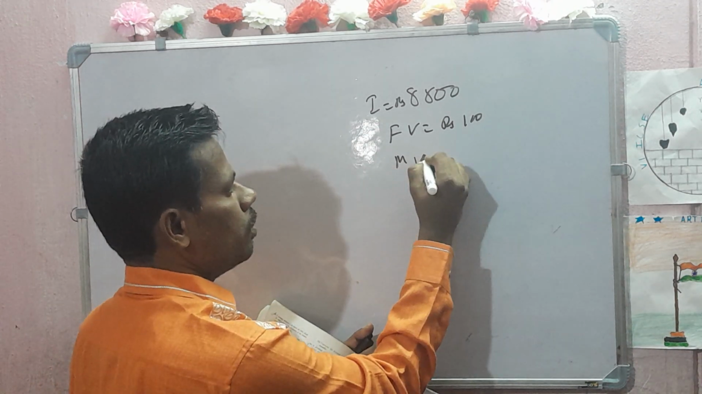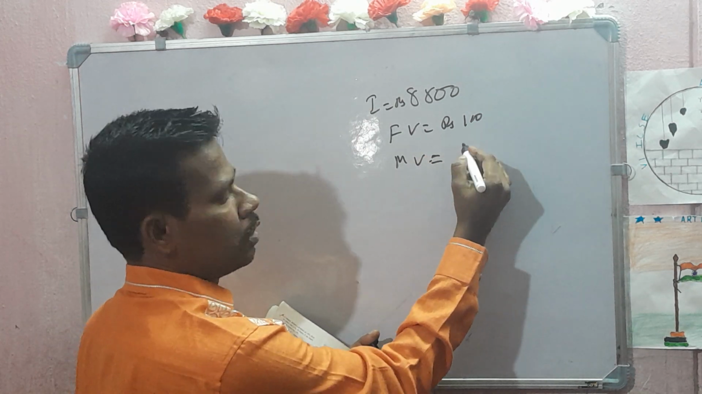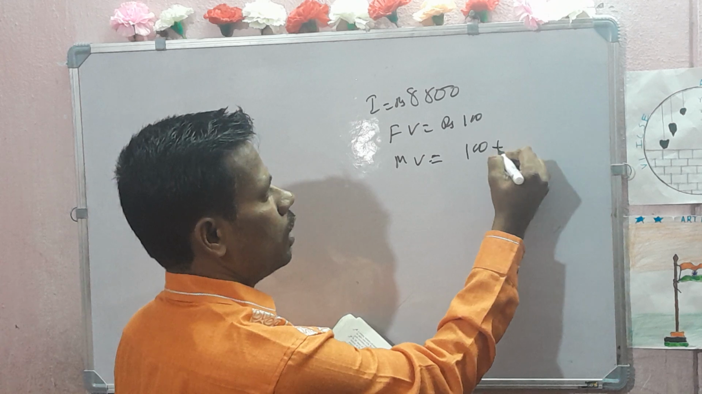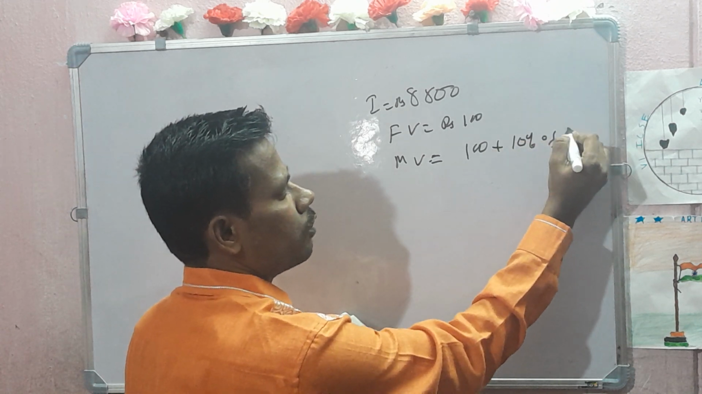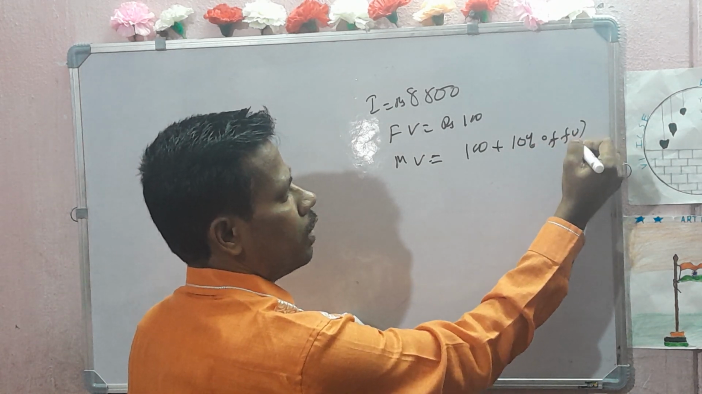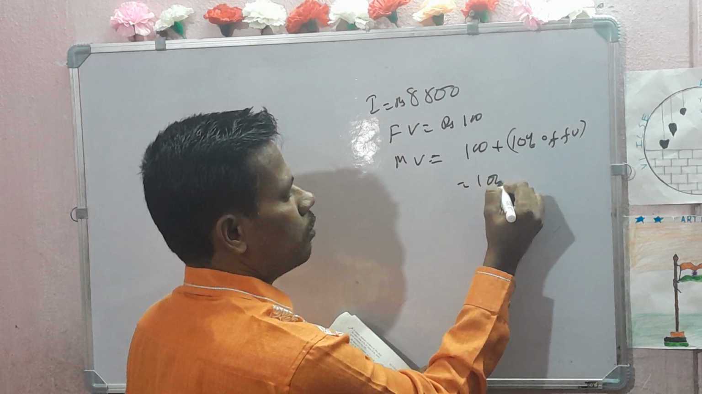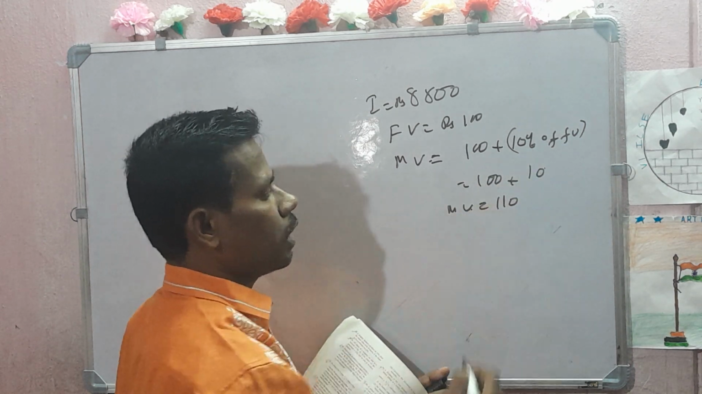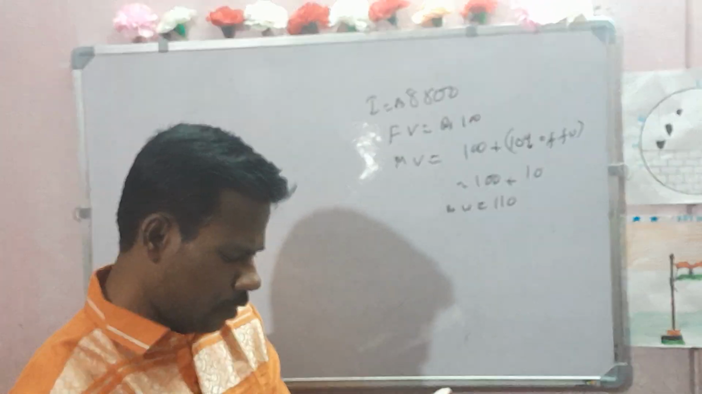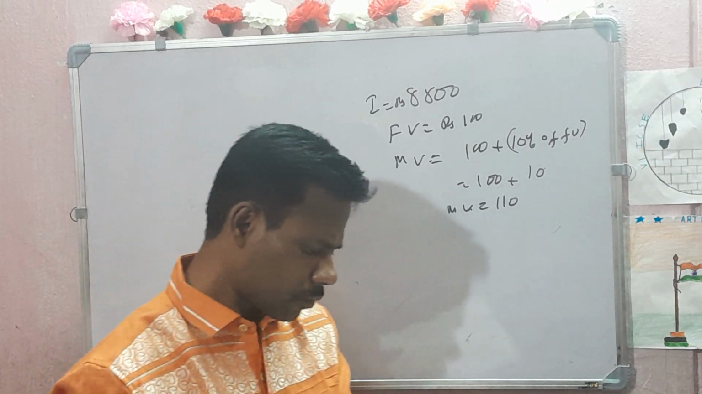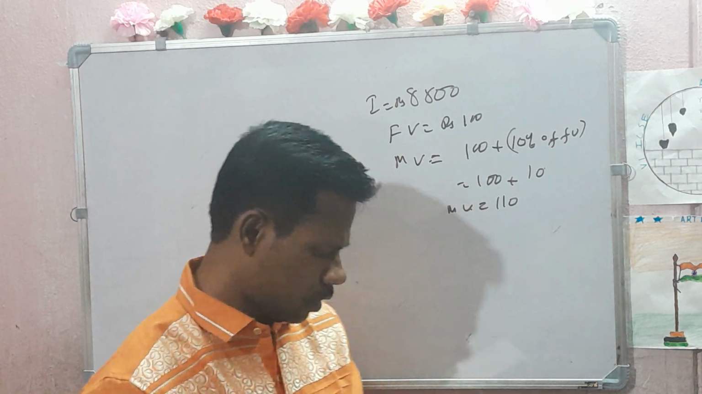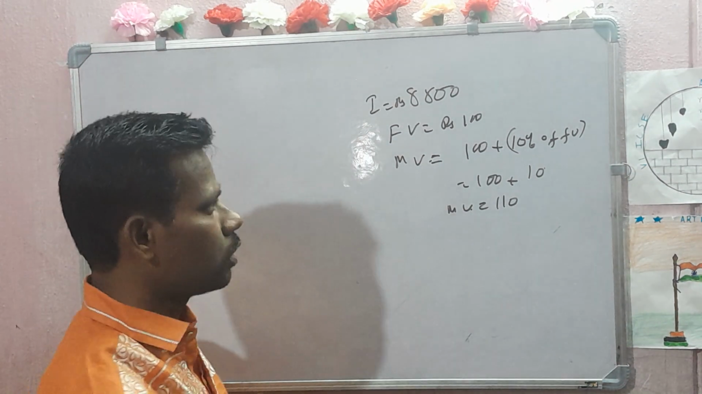Premium of 10% means market value is more than the face value. So 100 plus 10% of face value, that is 100 plus 10, that is 110. So market value is 110. What is he asking? Find the number of shares, the number of shares bought.